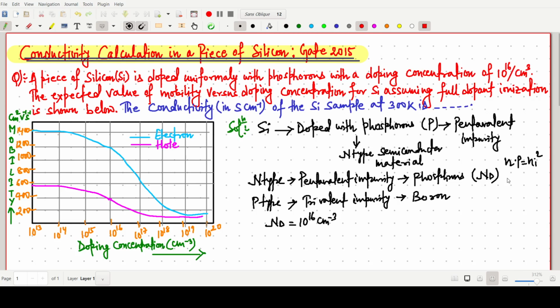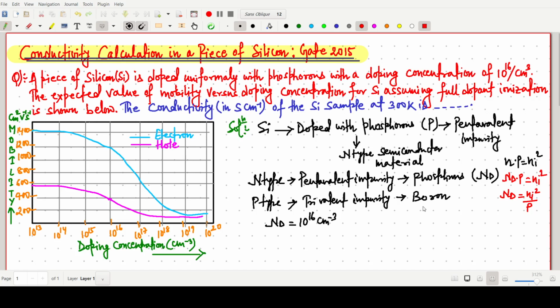Now I am telling about the N type. For the N type, electron is the majority charge carrier and phosphorus is contributing more electrons. So this one acts as a donor. So instead of n, we have to write Nd, and Nd p equals ni square. So this Nd will be ni square by p. This is some theory that we have to know.